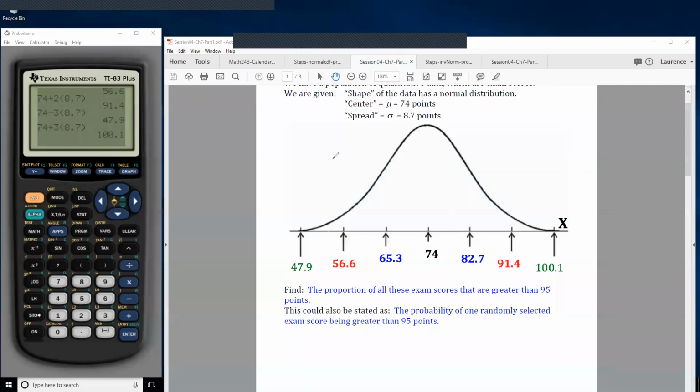Yeah, get that? So you say, now I need to find out where 95 was. You say, I could eyeball it, but what I recommend doing is the z-score.